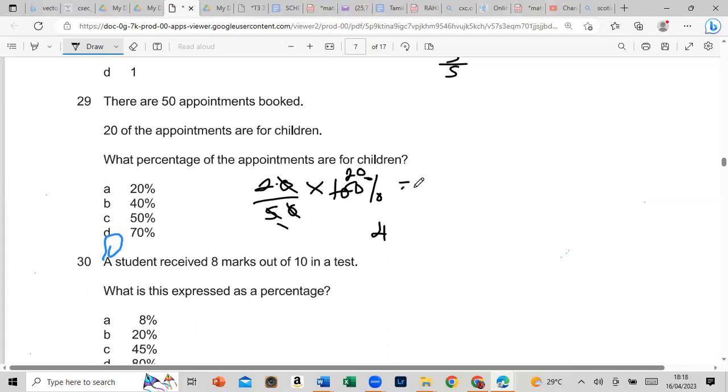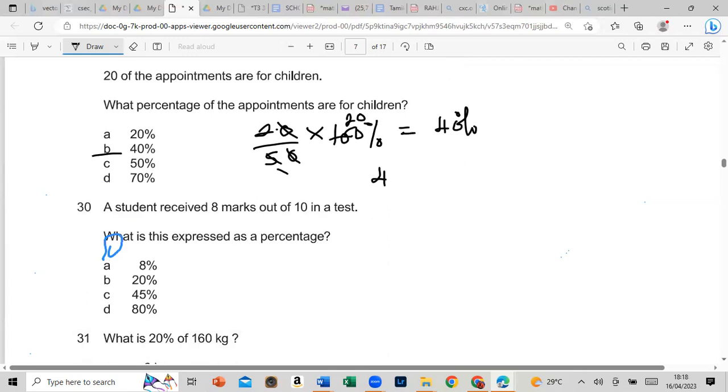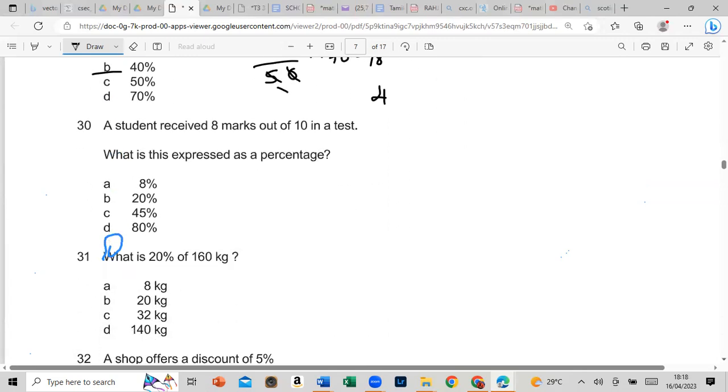Because why 100? Because in order to find the percentage of any number, you have to multiply it by 100. You have to turn it into 100, because you're finding out of 100%. So it's 20 out of 50, so it's the same as 2/5.